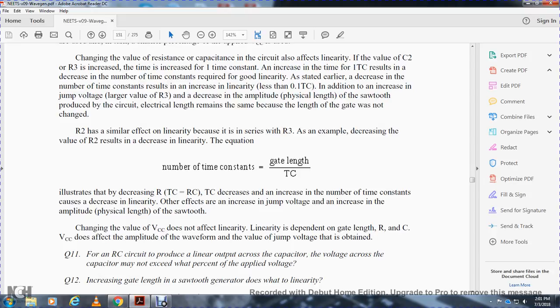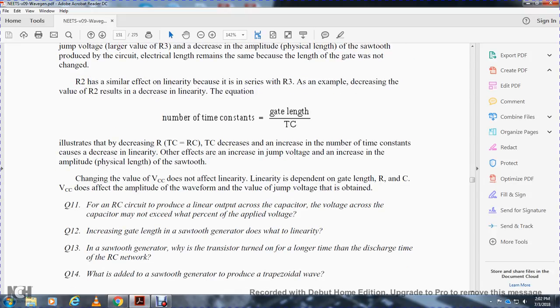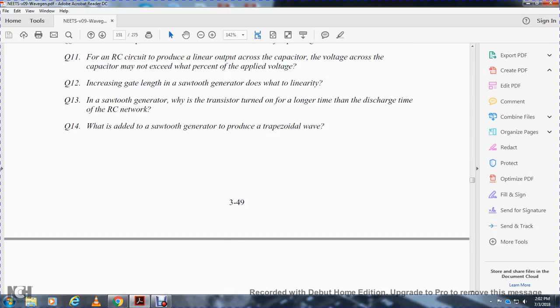This illustrates decreasing the resistor times capacitor. The time constant is equal to the resistor times capacitor. The total time constant decreases with the increase of the number of time constants, with the increase in linearity. The other effect is the increase of the jump voltage and the increase of the amplitude and physical length of the sawtooth. Changing the value of the collector voltage does not affect the linearity. Linearity is dependent on the gate length, resistor and capacitor. Collector voltage does affect the amplitude of the waveform and the value of the jump voltage attained.